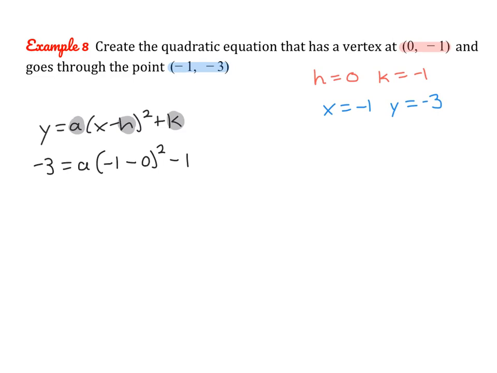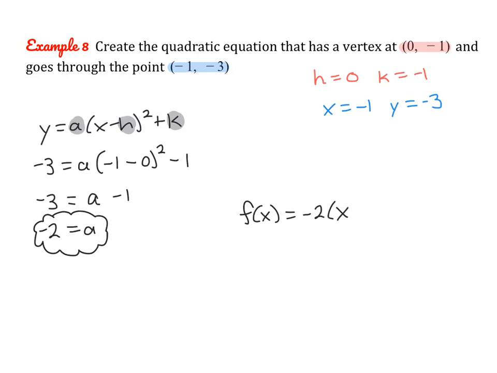And now all we need to do is solve for a. So here, negative 1 squared is positive 1. So it's just going to be 1a minus 1. And then we add 1 to each side. So a equals negative 2. So now we know our a value, so we can make our entire function. So it's negative 2 times x. Now be careful here. We're going to do x minus 0. So we actually don't need to write anything. X squared and then minus 1. And that's our function.